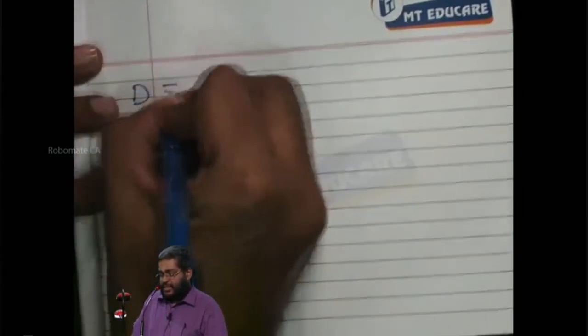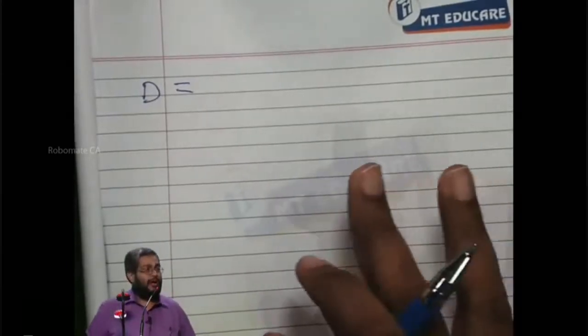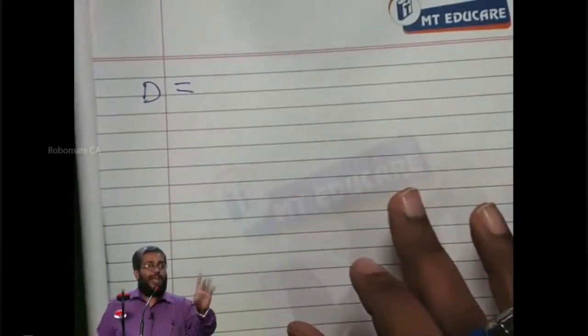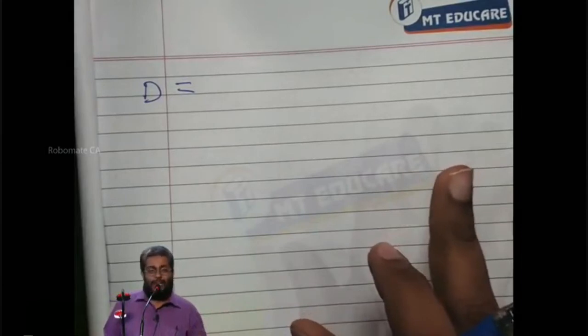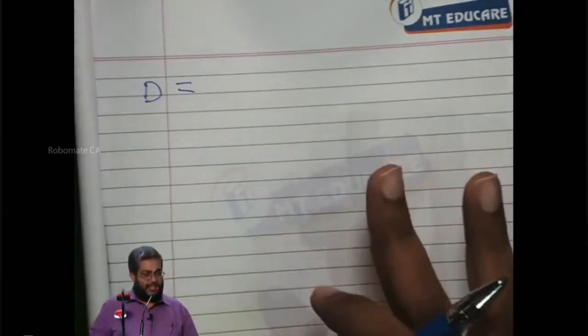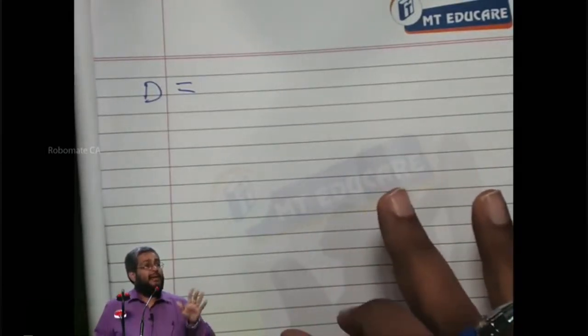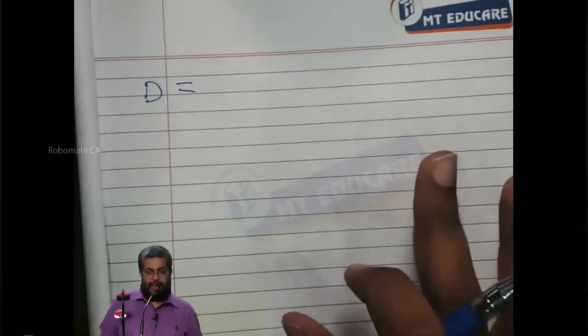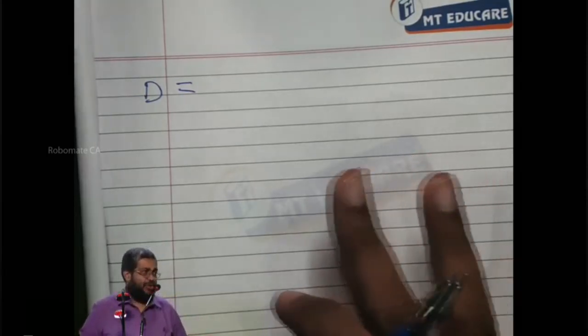See, I'll write D means duration of a bond. Don't talk. Duration of a bond. Y means yield to maturity. C means coupon. And MV means maturity value. The word MV means what? Maturity value. These are the terms I'm going to use. Can I start on that?